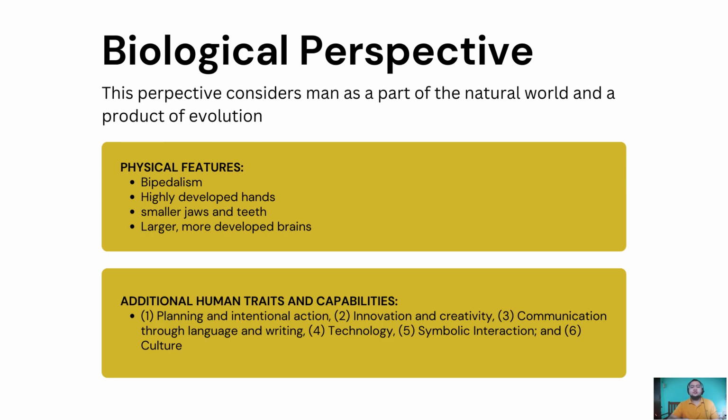Humans also share with animals the same primal instincts for survival and reproduction. Aside from that, humans have developed further with additional traits and capabilities. This includes planning and intentional action, innovation and creativity, communication through language and writing, technology, and symbolic interaction as evidenced by religion and culture. Some consider culture as man's most significant achievement that separates man from other species on Earth.